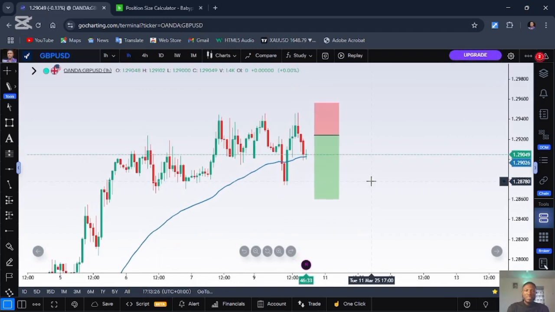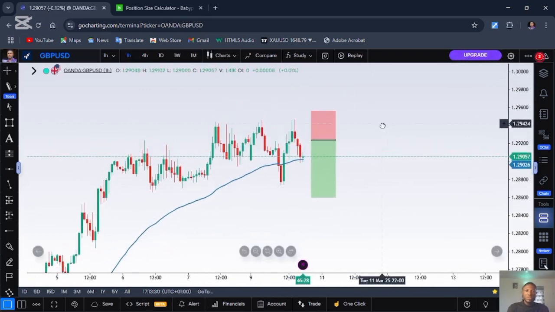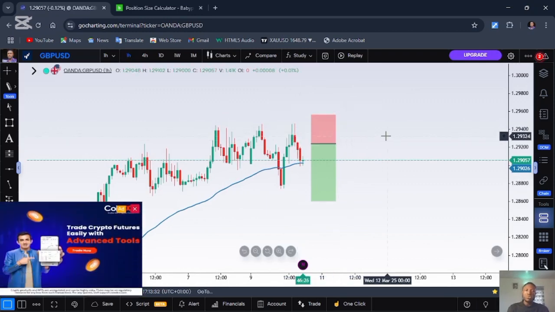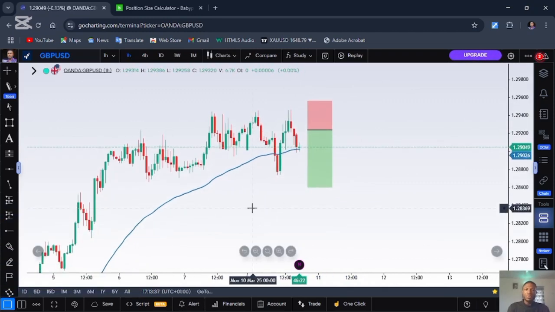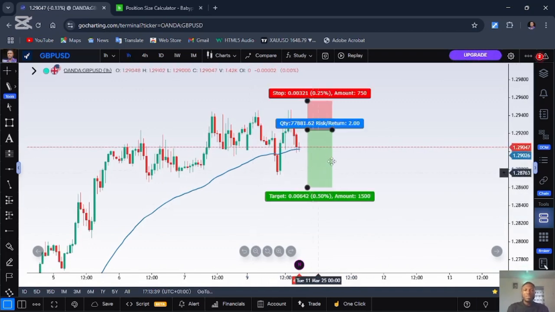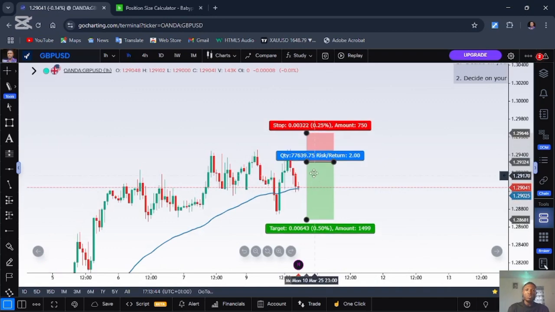Now this is a chart on GBP USD. I am not saying that GBP USD wants to sell. No, this is just for learning purposes. So let's say this is my entry tool. I'm going short.